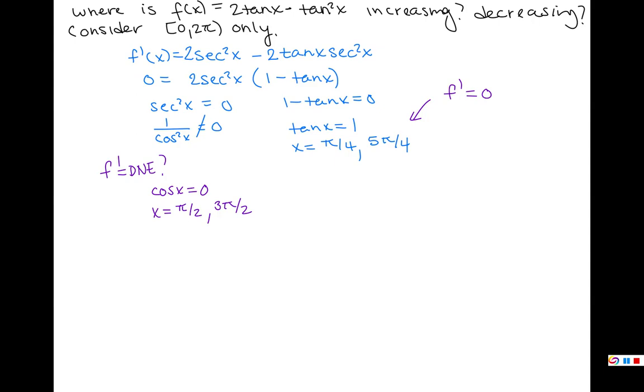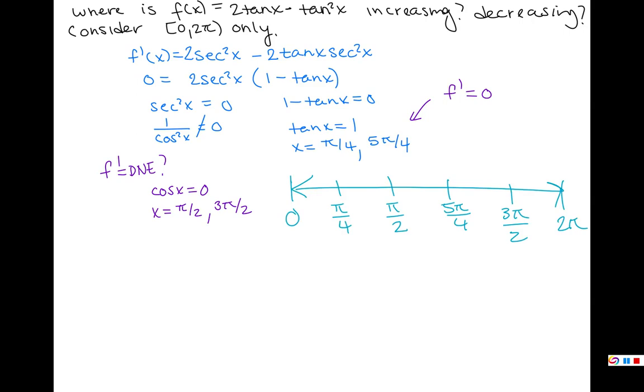When does cosine x equal 0? Again, I think about my unit circle. When do we have an x-coordinate of 0? That would be my 90-degree angle, so pi over 2, or the 3 pi over 2 as well. So in my table, I'm going to have to include the pi over 4, the 5 pi over 4, the pi over 2, and the 3 pi over 2.